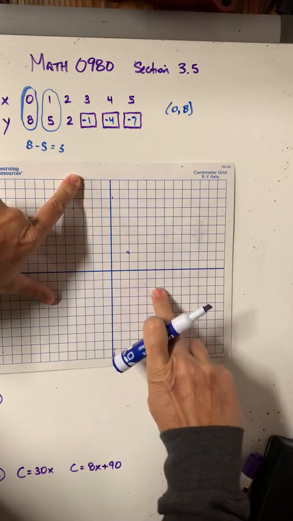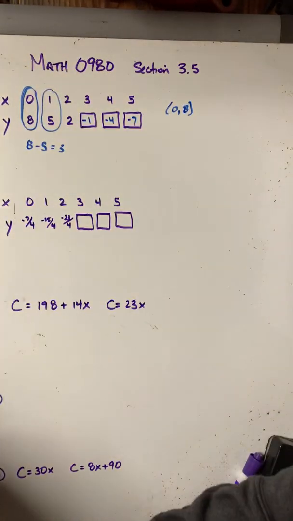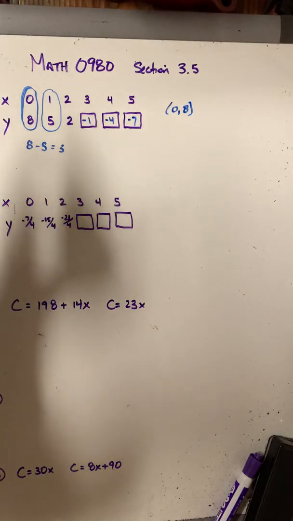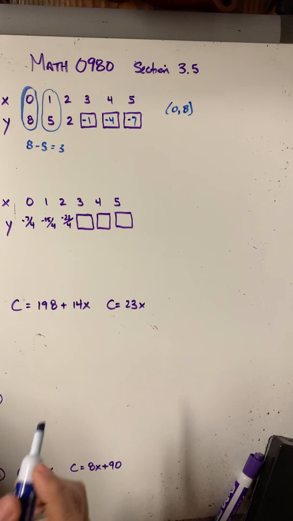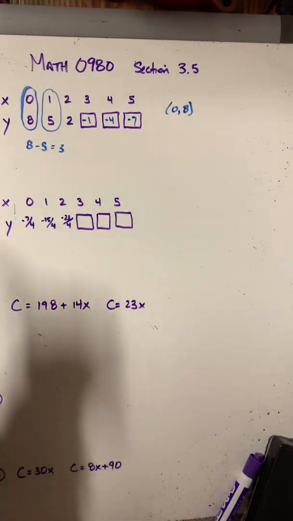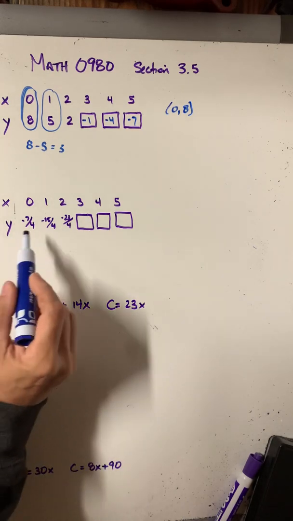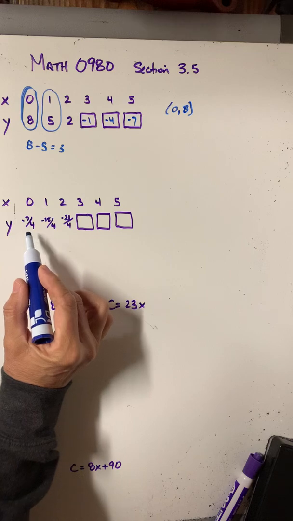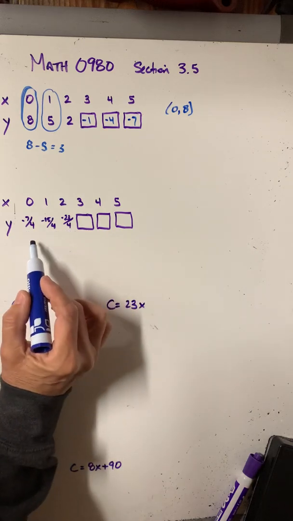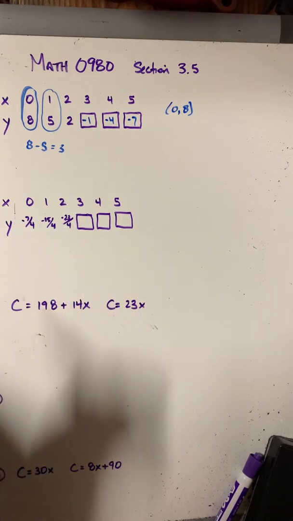Okay, so let's look at question number 2, which is done the same way. It's just more difficult because they have fractions, and on top of that, they're negative fractions. So I'm looking at this. Again, I have x is 0, 1, 2, 3, 4, 5. My y's are a little bit trickier. I have negative 7 fourths, negative 15 fourths, negative 23 fourths. Well, if my denominator is the same each time, then the only thing changing is my numerator.